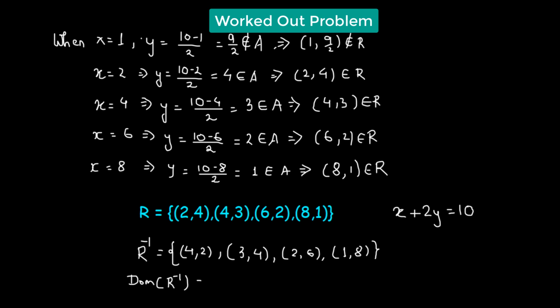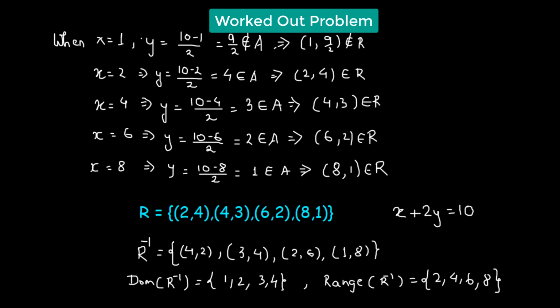So we can find out the domain of our inverse relation. That will be simply the list of all the first elements in the ordered pairs. So that's our 1, 2, 3 and 4. And the range of our inverse relation, R inverse, will be simply all the elements found in the second elements of the ordered pairs. So that will be simply 2, 4, 6 and 8.